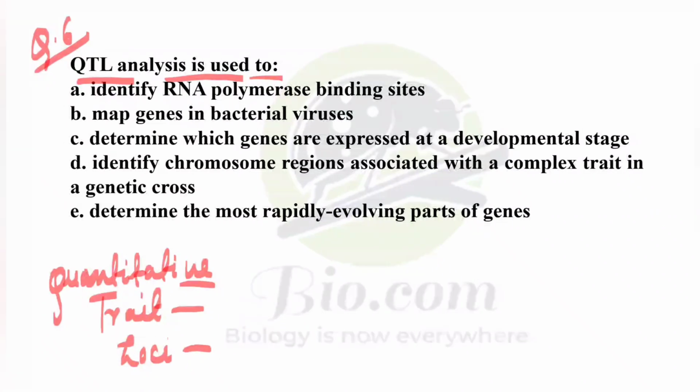So you have been told that QTL analysis is used to identify RNA polymerase binding site? No. Map genes in bacterial viruses? No. Determine which genes are expressed at a developmental stage? No. Identify chromosome region associated with a complex trait in a genetic cross? Yes. Determine the most rapidly evolving parts of genes? No. So the QTL is used to identify chromosome region associated with a complex trait in a genetic cross.